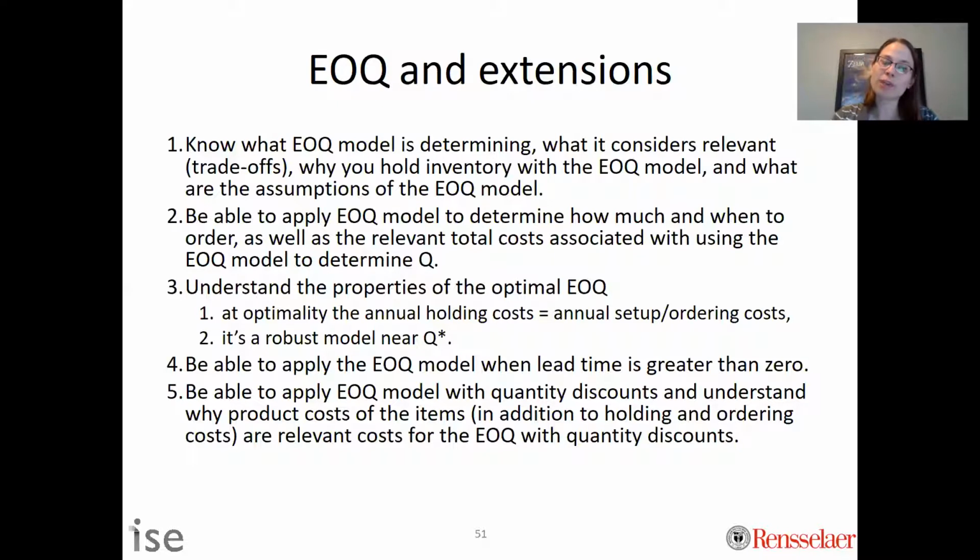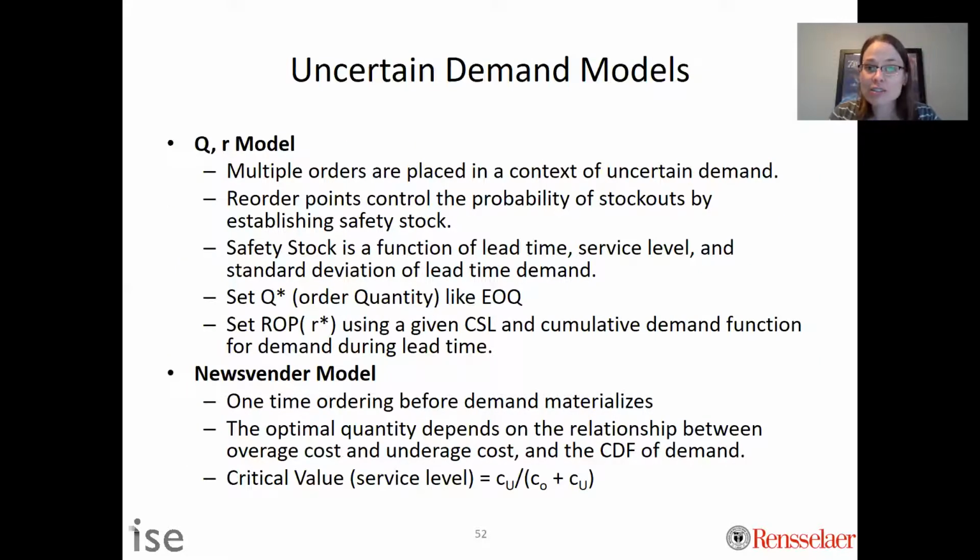And so then it looks again like that sawtooth graph. And you should be able to apply the EOQ model with quantity discounts and understand that now total relevant cost includes the unit price. That's because it's now a function of Q. In terms of uncertain demand models, we studied two major kinds, the QR model and the newsvendor model. And I'll talk a little bit more detail about each of these. You should understand, specifically on the conceptual part of the final exam, when is each model appropriate? What situations do they model?